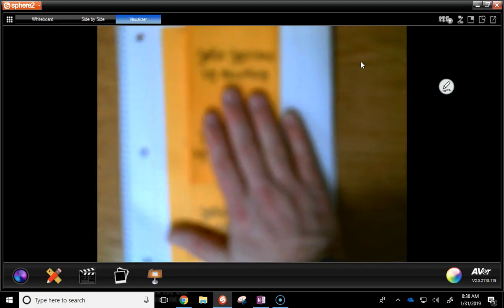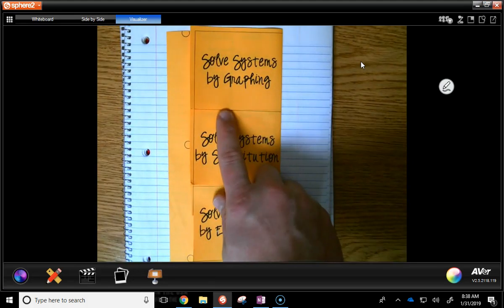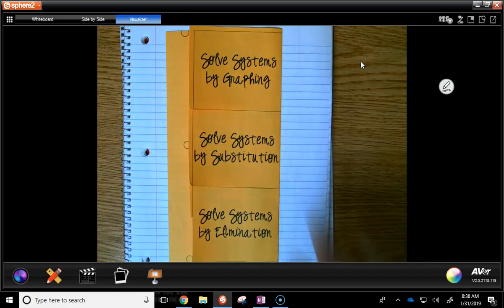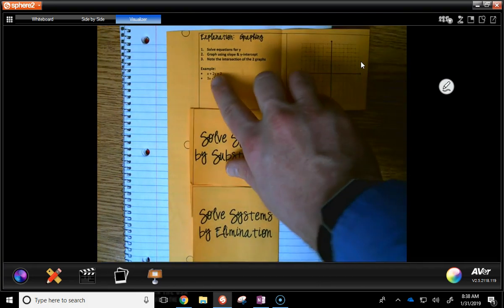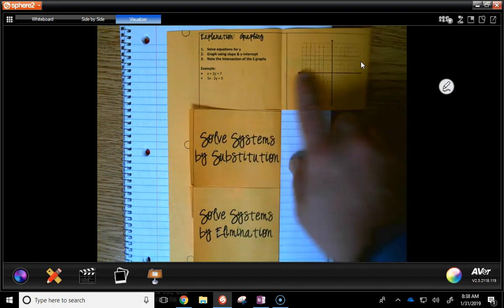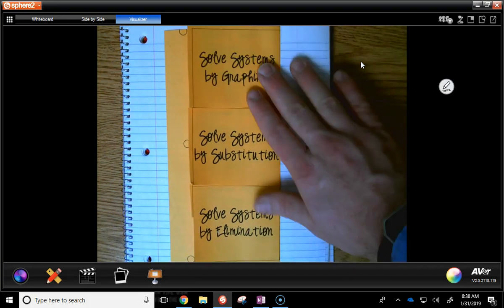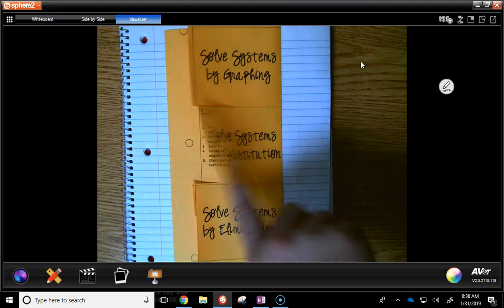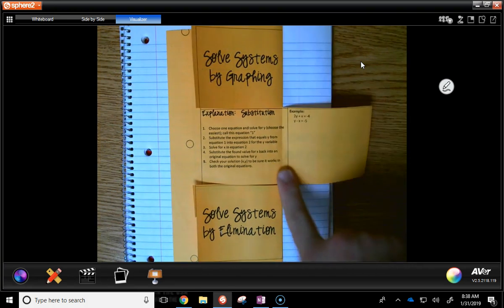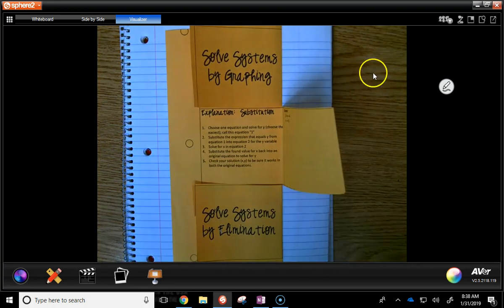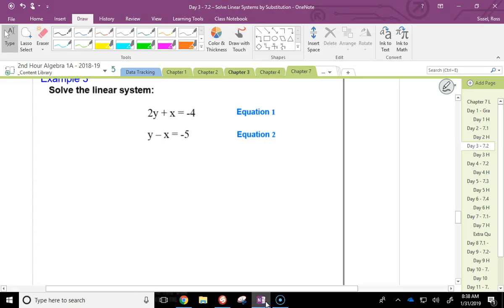Alright, so we did solving systems by graphing. We did that a couple days ago. Remember, you solved each equation for y, then you graphed each equation, and where they cross was your answer. We're working on solving by substitution, and here's the explanation and the rules. If you want to do that in your foldable, that's great. Otherwise, we're going to do it right here.